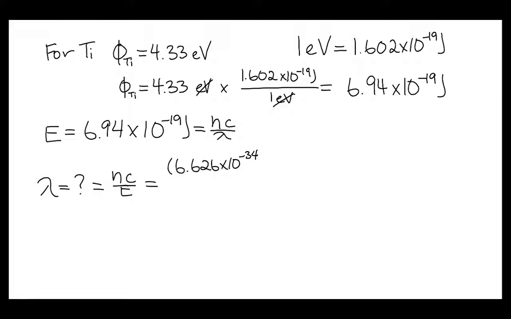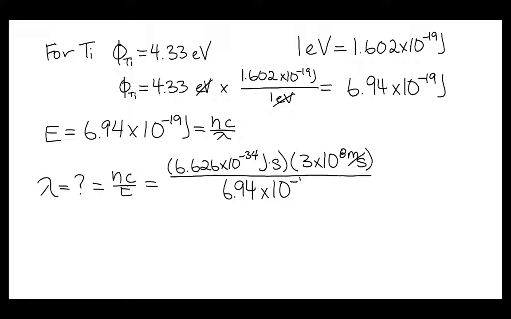So if we now multiply 6.626 times 10 to the negative 34 joules seconds, which is Planck's constant, with the speed of light, which is 3 times 10 to the 8th meters per second, over 6.94 times 10 to the negative 19, what we can then do is cancel out the joules and seconds, and we will get our wavelength, which is 2.86 times 10 to the negative 7 meters. Or if we were to convert that into a more standard sounding wavelength for light, it would be 286 nanometers, which falls within the UV range.